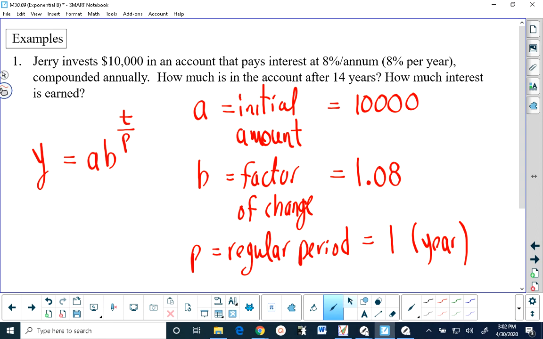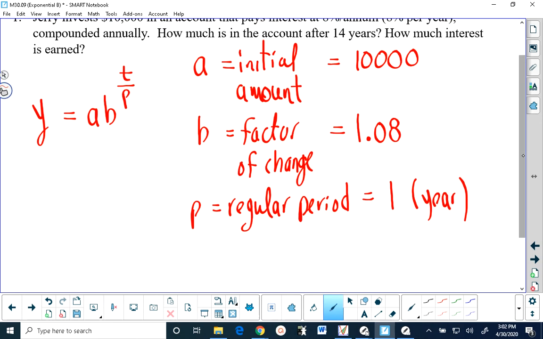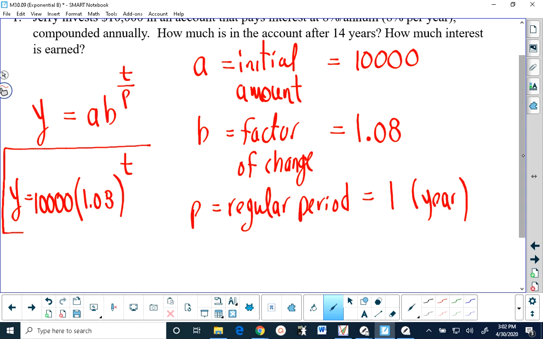And from that, we can build a function. Don't forget that y and t are variables. Y represents the amount of money in Jerry's account, and it will be equal to a, which is 10,000, multiplied by b, which is 1.08, raised to the t. Now it's raised to the t over p, but p is 1, so t divided by 1 is just t. And this is the formula that we can use to calculate the amount of money in Jerry's investment at any point in time.